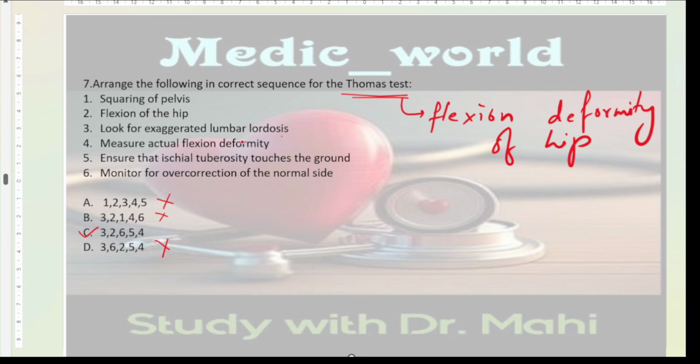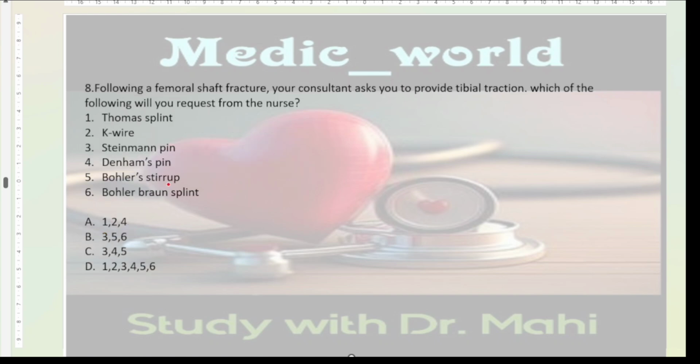Okay, now let's move towards the other question. Following a femoral shaft fracture, your consultant asks you to provide a tibial traction. Which of the following will you request from the nurse? Thomas splint? No. K-wire? No. Steinmann pin? Yes, it is required for traction. Denham pin? No. Bohler stirrup? Yes, it is required. And Bohler-Braun splint is required. So the answer 356 is option B, that is 356.